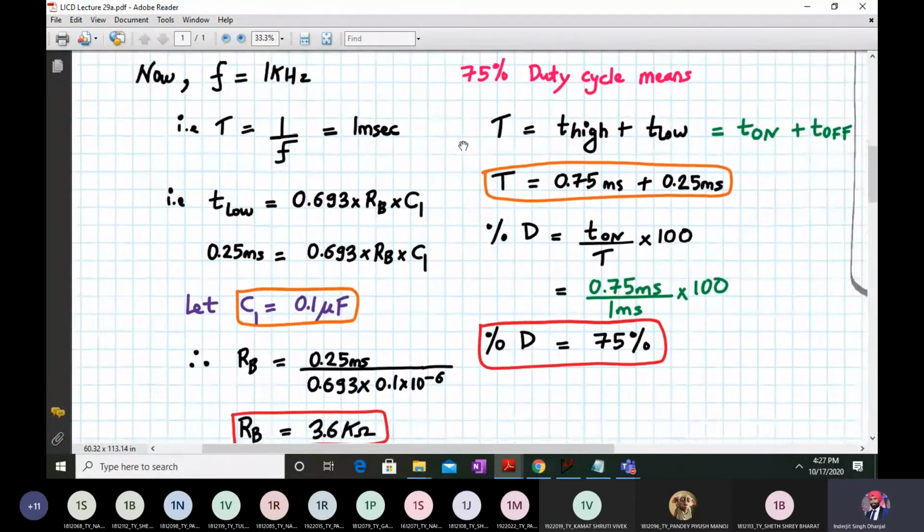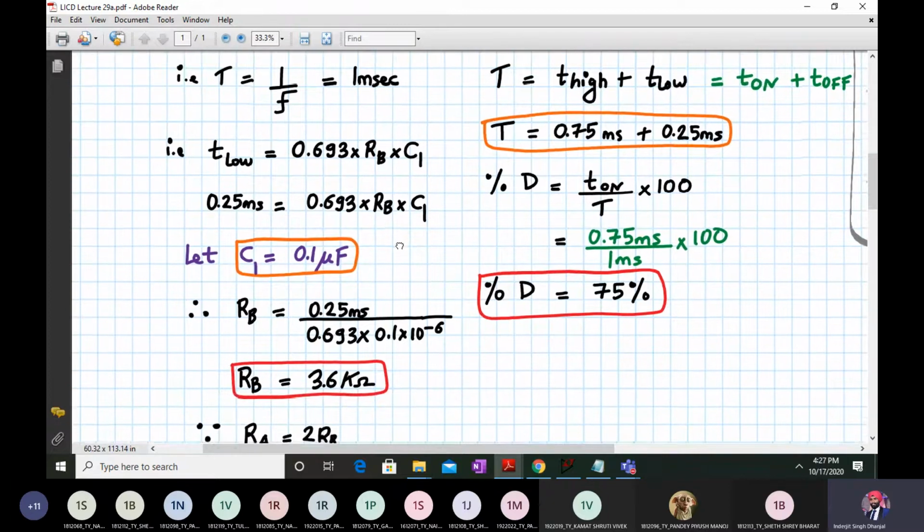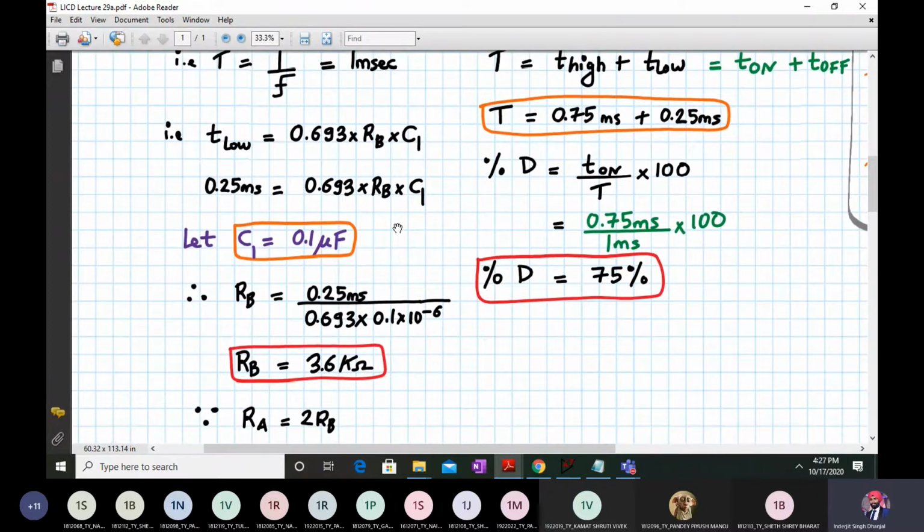So also we have to derive this T low and T high. T low is same as T on. So T low is equal to T on is equal to 0.693 RB into C1. Don't worry about this. We will be covering this derivation, but not today. On Monday we will cover this. So T low or T off is given by 0.25 millisecond, which you equate to 0.693 into RB into C1.